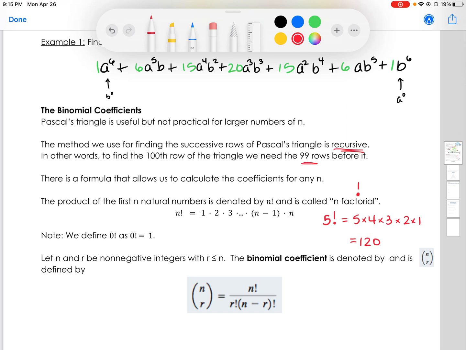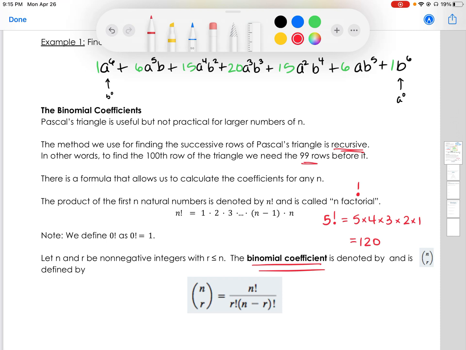Now, we do define 0 factorial as 1. I know that seems strange. We had to give it something there. It's just a special notation. All right, so let's let n and r both be non-negative integers, and let's say that r is less than or equal to n. So what we say is the binomial coefficient is denoted by this special form. We see these parentheses and that n on top and the r on the bottom.